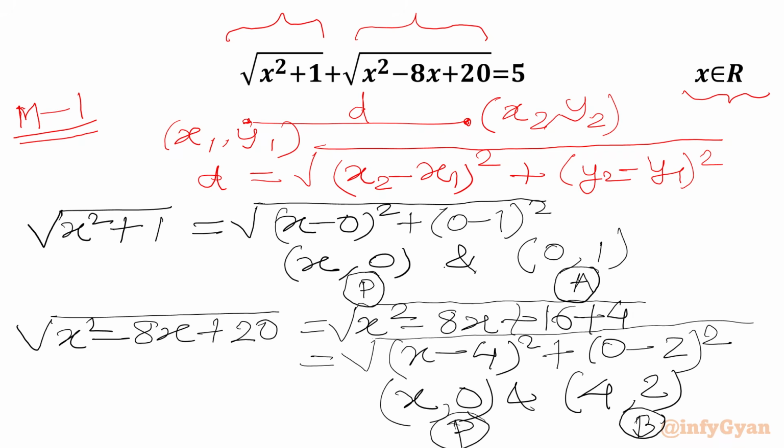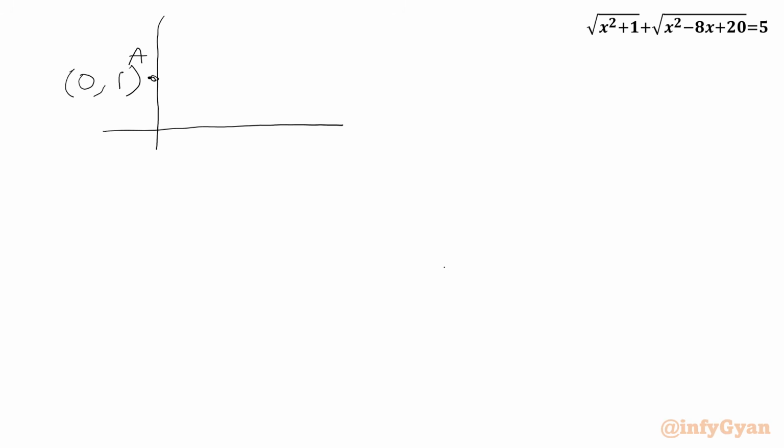So let us draw. I will write here point A, which is on the y-axis, 0 comma 1. On the x-axis we have point P, so I will write here x comma 0, point P. Now we have 4 comma 2, which is our point B. So I will write here 4 comma 2, which is our point B.